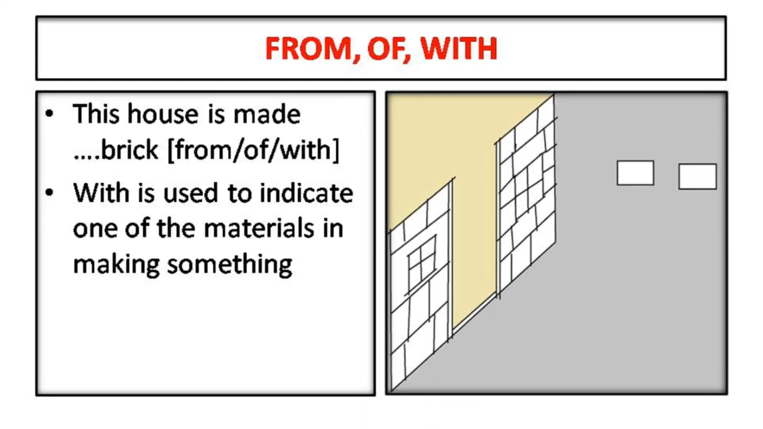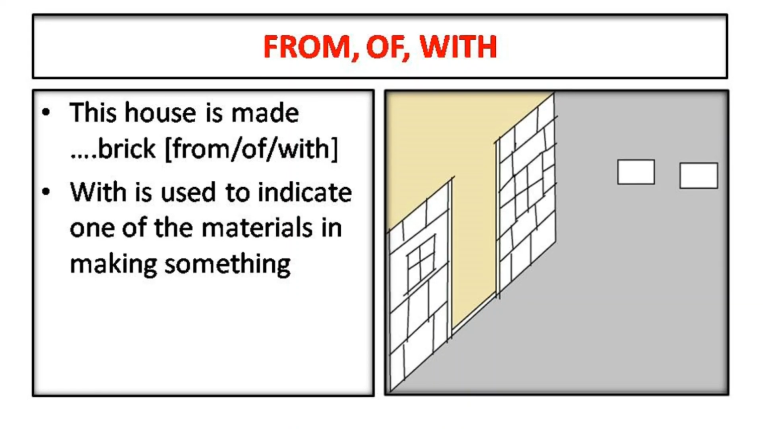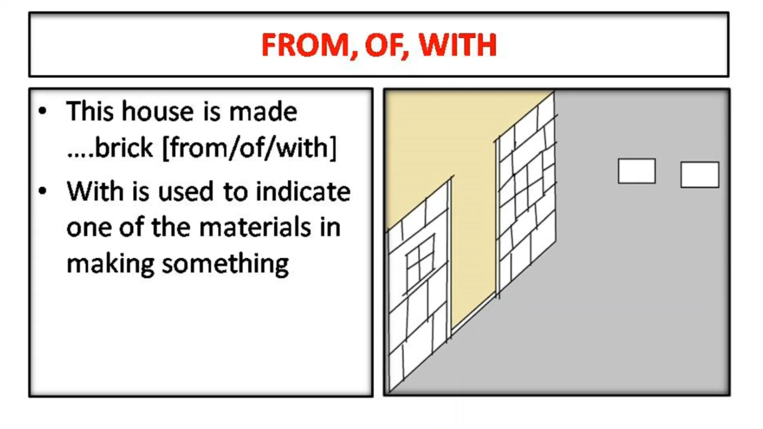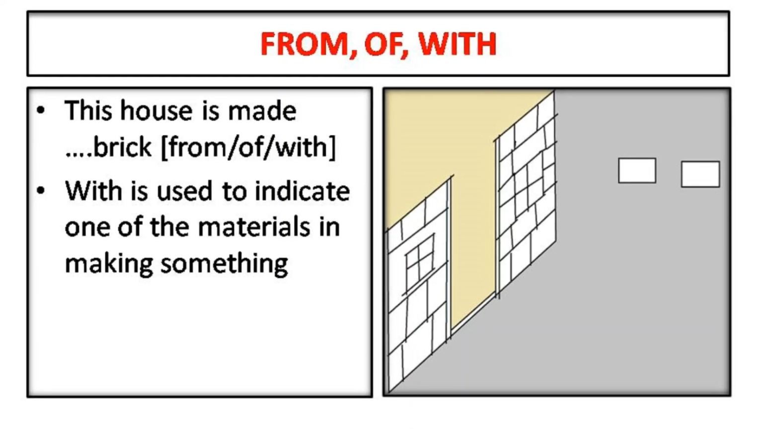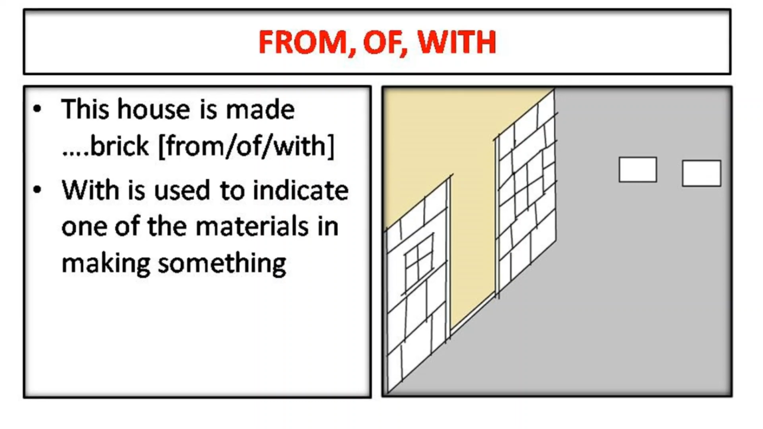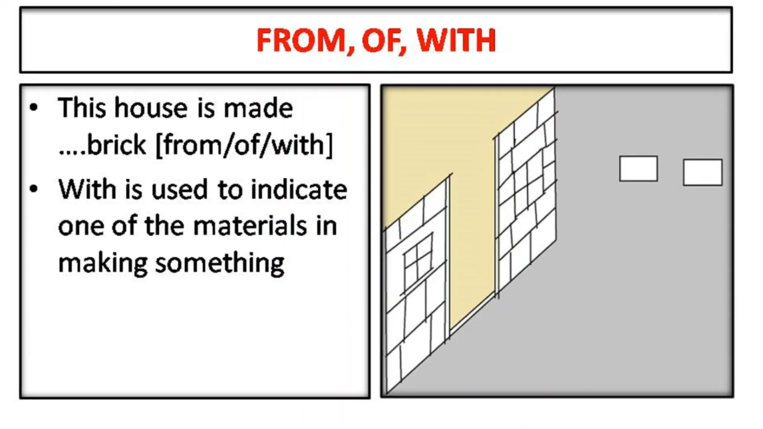From, of, with. This house is made dash brick, from brick, of brick, with brick. With is used to indicate one of the materials in making something.